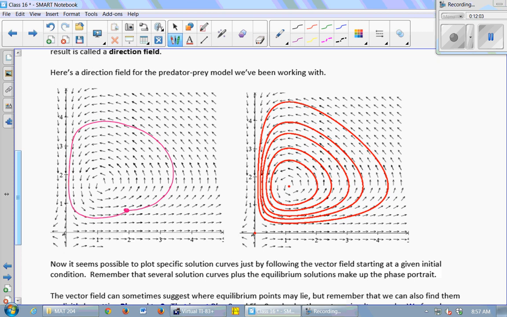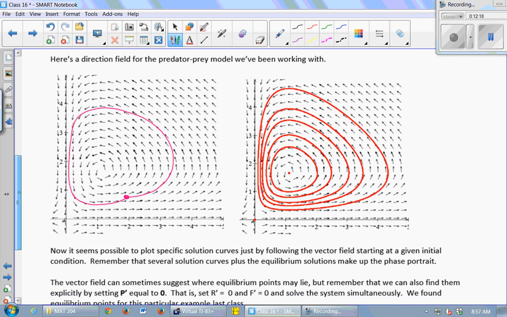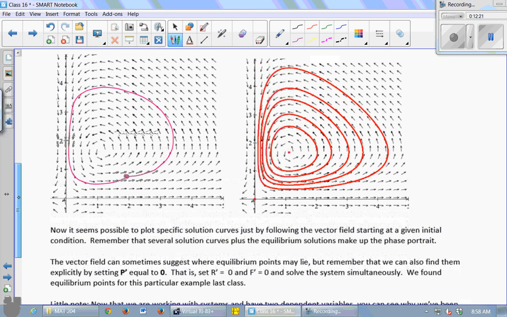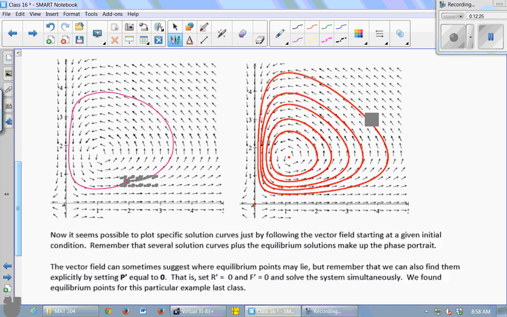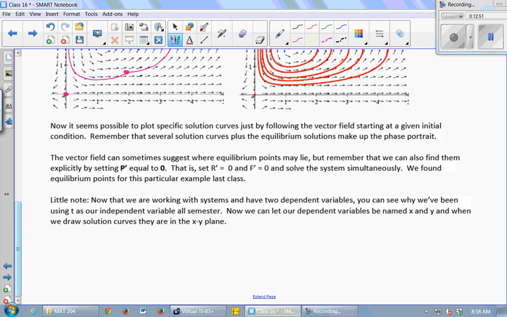We created these last class by you doing Euler's method, right? And I only had to do a few steps, but I said that's how you create the solution curves. But you could also start with a vector field and trace out several solution curves to create a phase portrait. Okay. And the vector field can sometimes suggest where equilibrium points are. Like this looks like it's cycling in tighter and tighter, and it looks like I must have some kind of an equilibrium point somewhere in this vicinity, right? And then it's not quite as obvious that you have one at (0, 0), but you do. So your vector field can suggest where equilibrium points are, but don't forget you can always solve for them also, right? Just set your two derivatives equal to 0 and solve. And we did that last class.